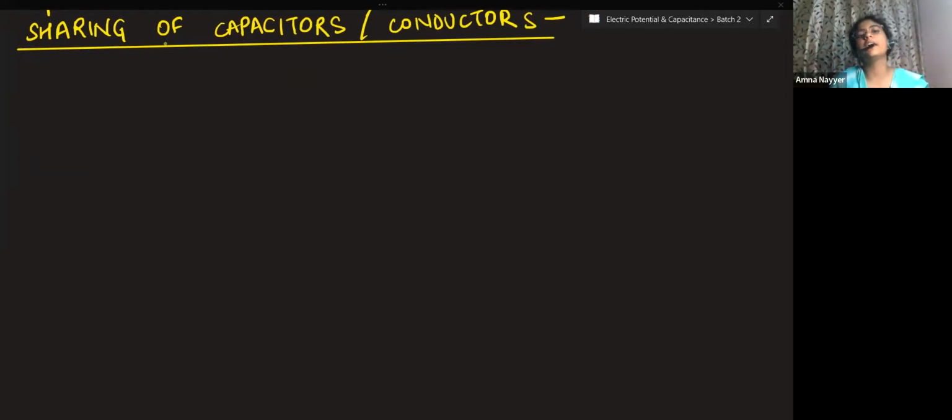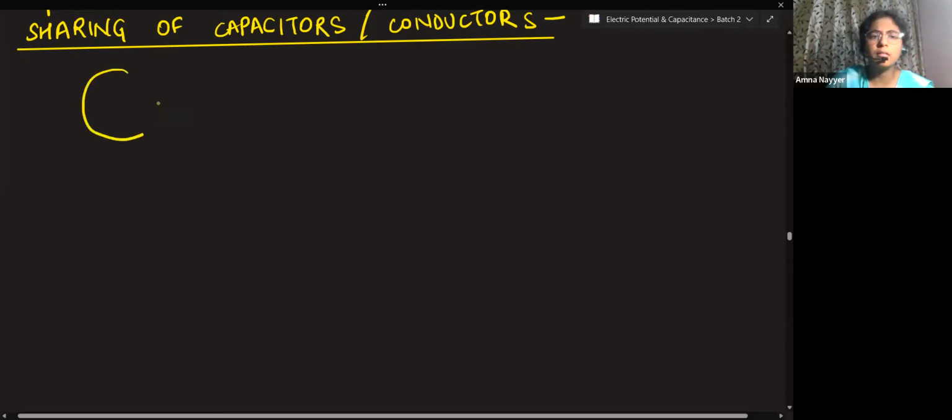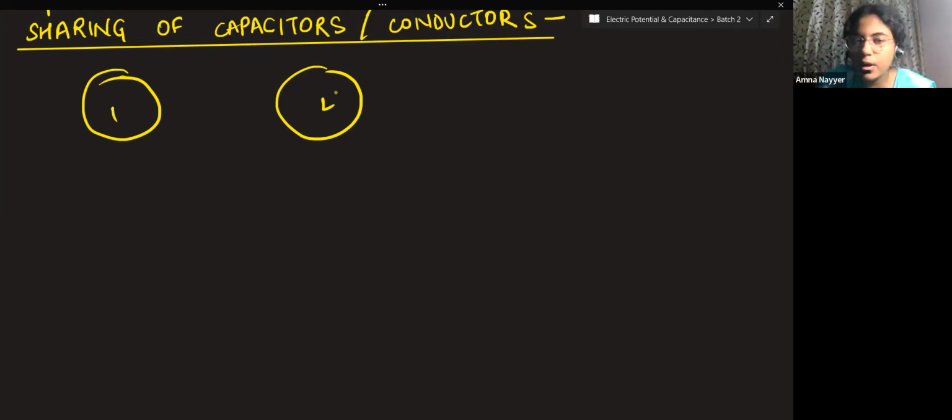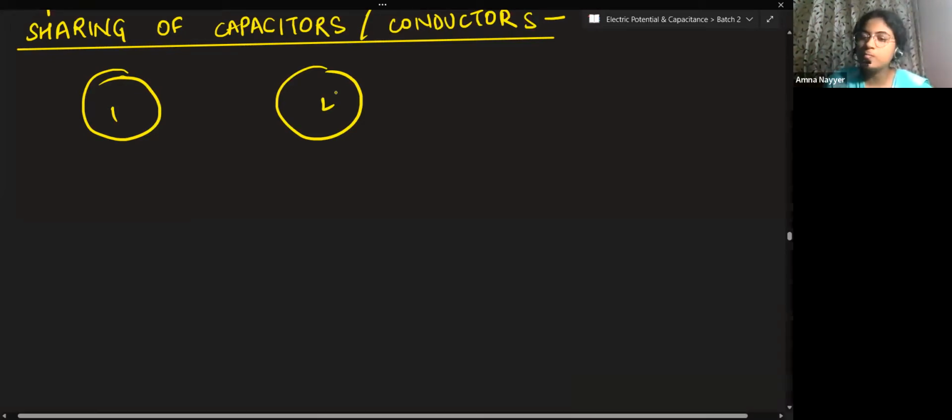See now, sharing of capacitors. Instead of capacitors, you can apply the same logic for conductors also. Sharing means grouping. Like if I have one conductor with me, I have another conductor with me. So listen to this carefully, because whatever is valid for sharing of conductors is the same for sharing of capacitors. So you have one conductor with you, you have another conductor with you.